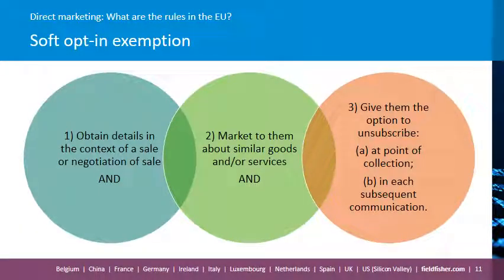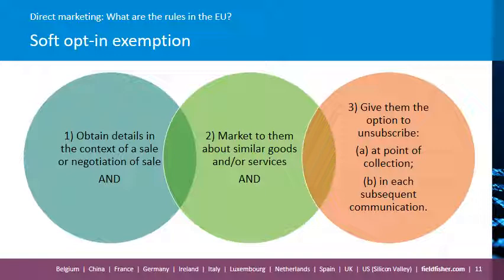I mentioned the soft opt-in exemption on the previous slide. If this exemption applies, you don't have to obtain an individual's prior consent before sending them electronic marketing. As a reminder, electronic marketing includes marketing sent via email, text, and video or picture messages. The soft opt-in exemption will apply where you have satisfied all of the conditions set out on this slide. First, you must have obtained that recipient's contact details in the course of the sale or negotiations for the sale of a product or service to that recipient. For example, if you collected an individual's name and email address when they made the purchase with you.